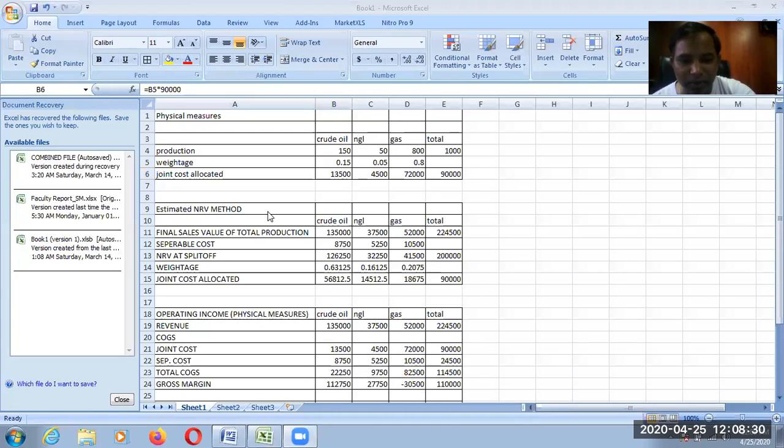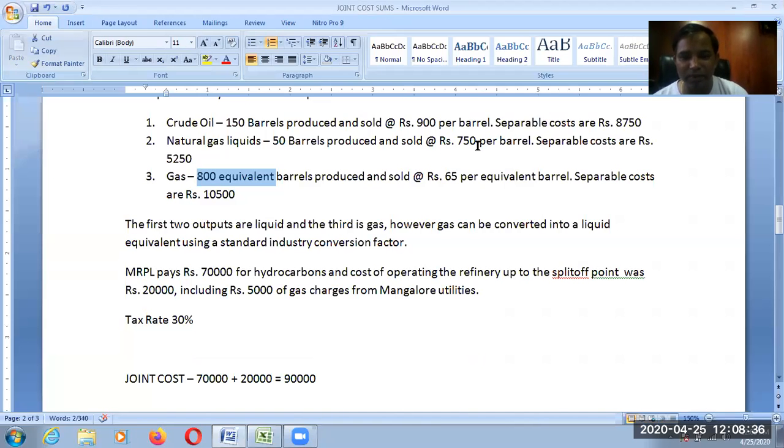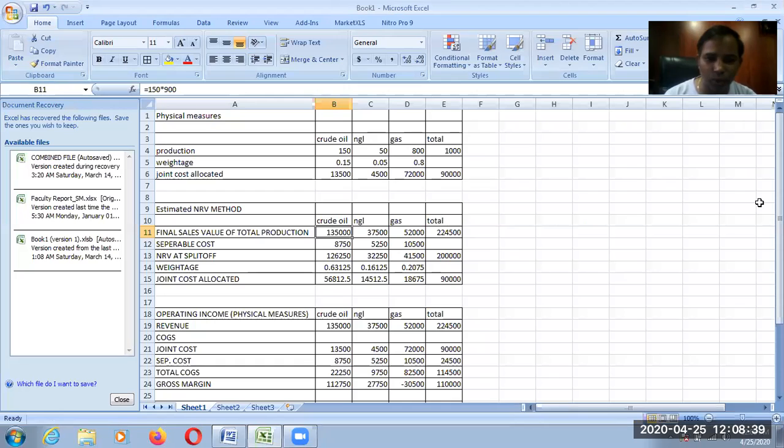We'll see this NRV method. Sales value was given to us. Sales value is rupees 900, 750, and 65. So if I go directly, this is the total number of units multiplied by 900. This is 750, so 50 units multiplied by 750, and 65 rupees for the gas. So this gives me revenue minus separable cost. Separable cost was 8750, 5250, and 10,500. NRV at split off will be on hand. We need to calculate the weightage, and then we can allocate the joint cost.